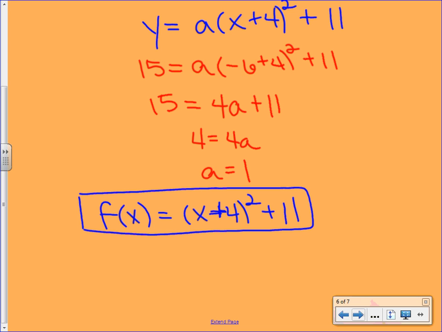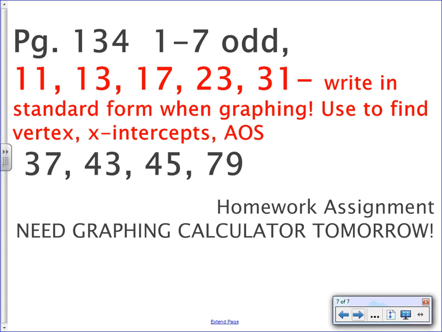Okay. I believe you have some graphs on your homework, but it's just like what we did on our test yesterday. If I ask you to graph, I want you to write it in standard form first if it is not, and use that to find the vertex, x-intercepts, and axis of symmetry. Okay, x-intercepts will help you.